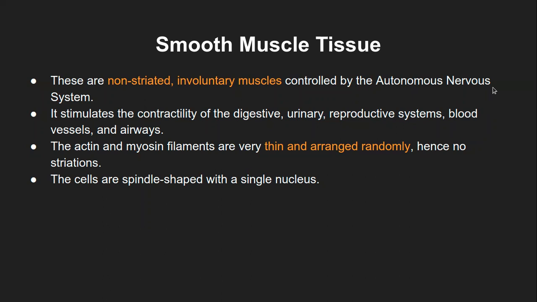That is one type of nervous system which we will see later in the nervous tissue, just as a quick description. But autonomous refers to automatic in general, right? So whatever is automatic in terms of muscle movement, that is involuntary, and that is a type of smooth muscle. It stimulates the contractility of your digestive system, urinary system, reproductive system, blood vessels, and airways.